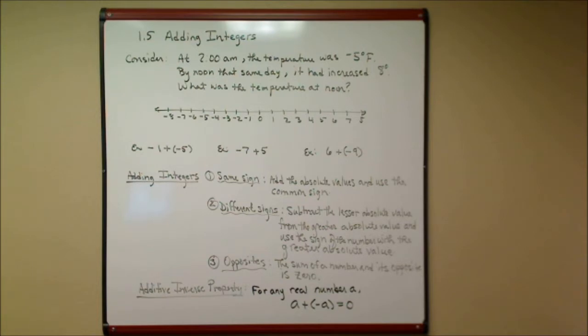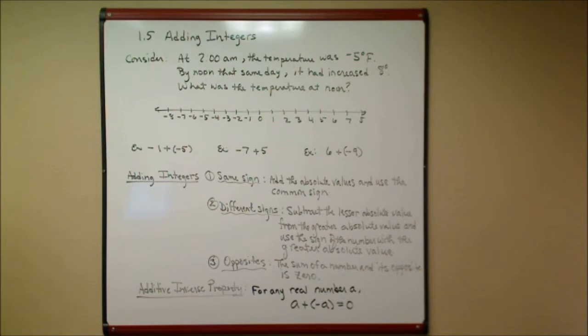Integers. Now you've done this in the past, but we're going to review through this and I'll go over the rules for adding integers, but we'll start this off looking at an application. Consider at 2 a.m. the temperature was -5 degrees Fahrenheit. By noon that same day it had increased 8 degrees. What was the temperature at noon?